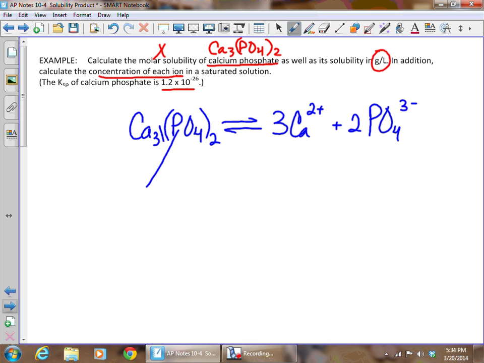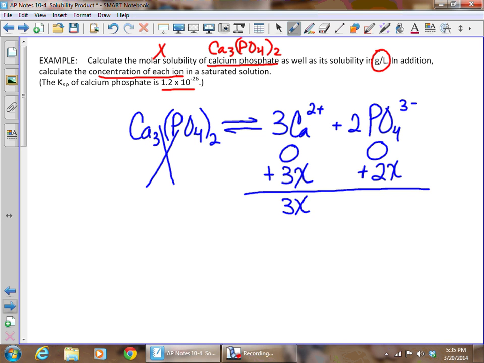We know that we're not going to be involving the calcium phosphate solid in this calculation. We're going to start out with 0 for both of these at the very beginning of the ionization process. We're then going to add 3x and 2x respectively for the calcium and phosphate ions as the reaction proceeds. So we're going to end up with a relationship of 3x for the calcium ion and 2x for the phosphate ion.